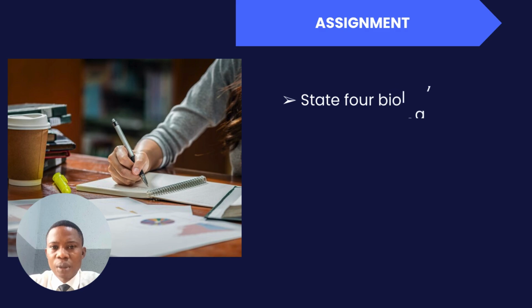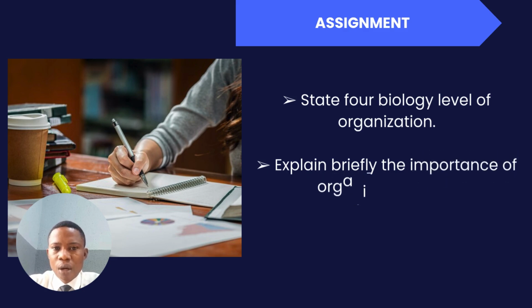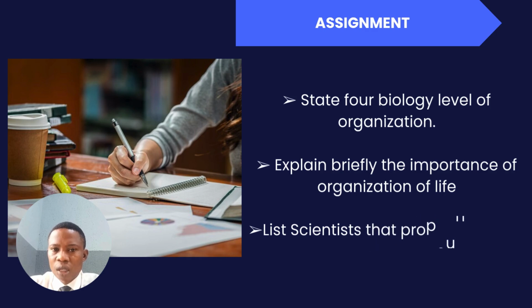I will be giving you some assignment which you will ponder upon and prepare for the next class. The first question is, state four biological levels of organization. Two, explain briefly the importance of organization of life. And three, list scientists that propounded the cell theory.